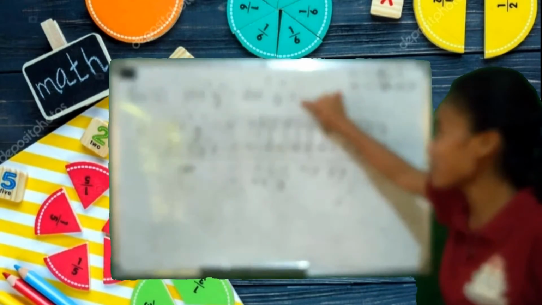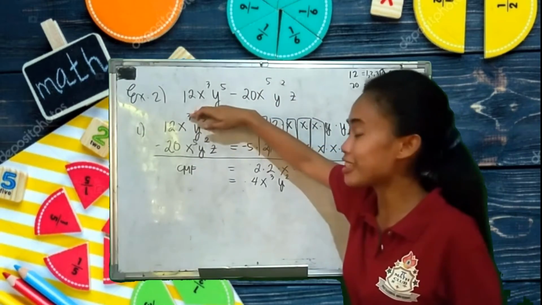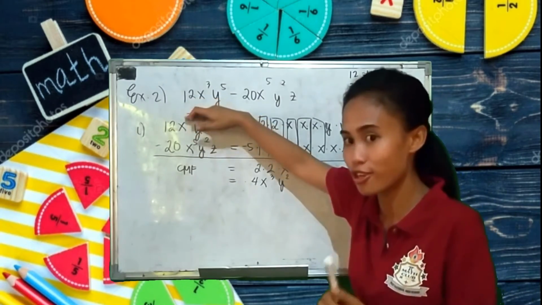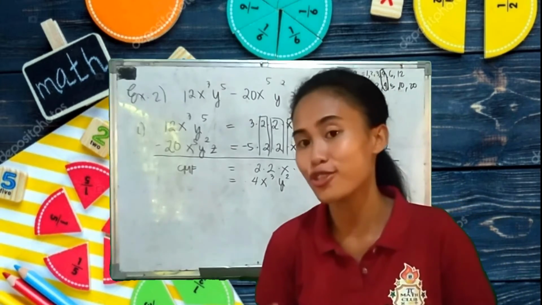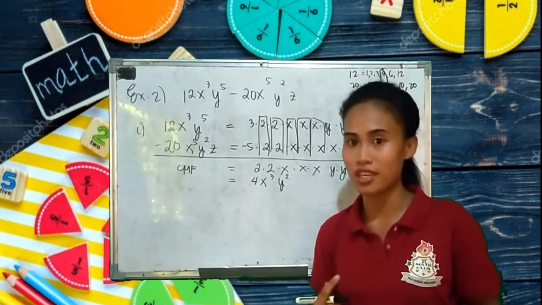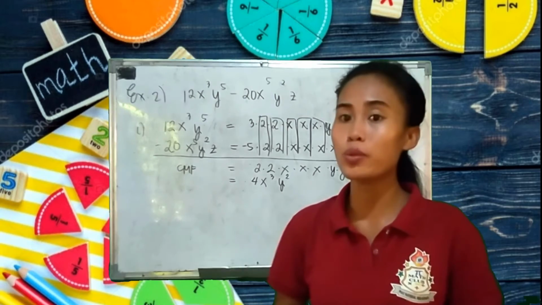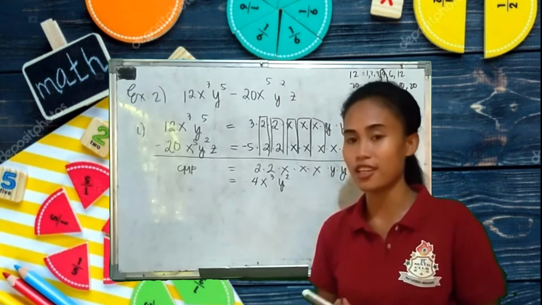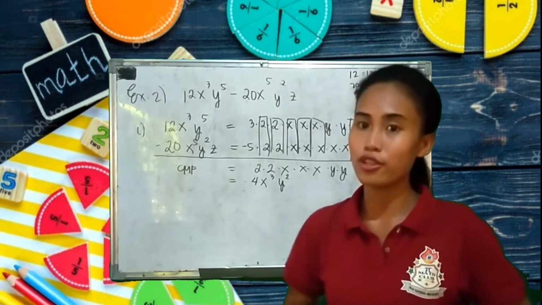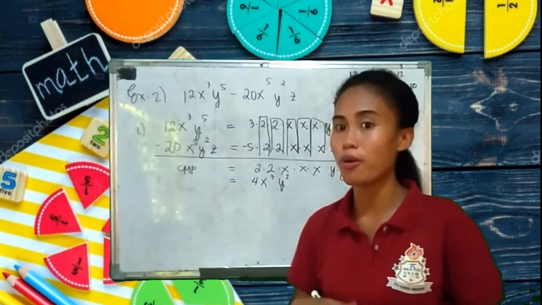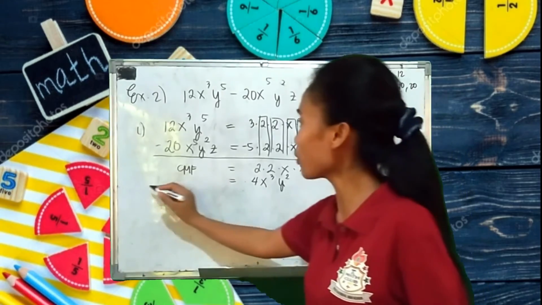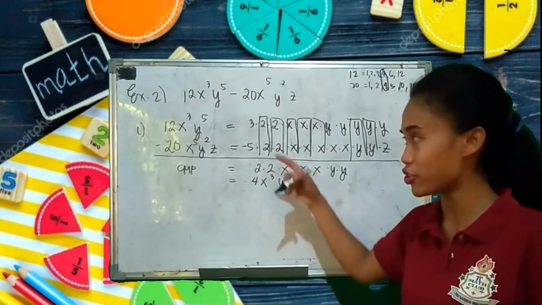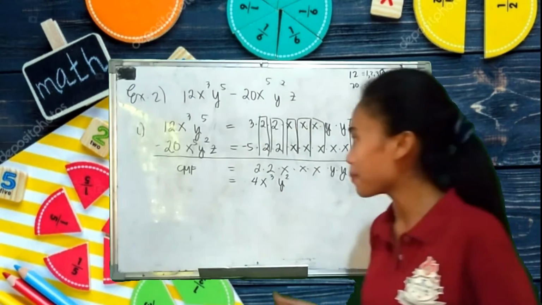And since z is not present in this monomial or in this term, then we cannot consider z a common factor. So that is another way of solving it. In our next example, we will be using that technique, and it's up to you which technique you are comfortable with. Okay, so we proceed. So this now is for our step 1, which is on finding the CMF.